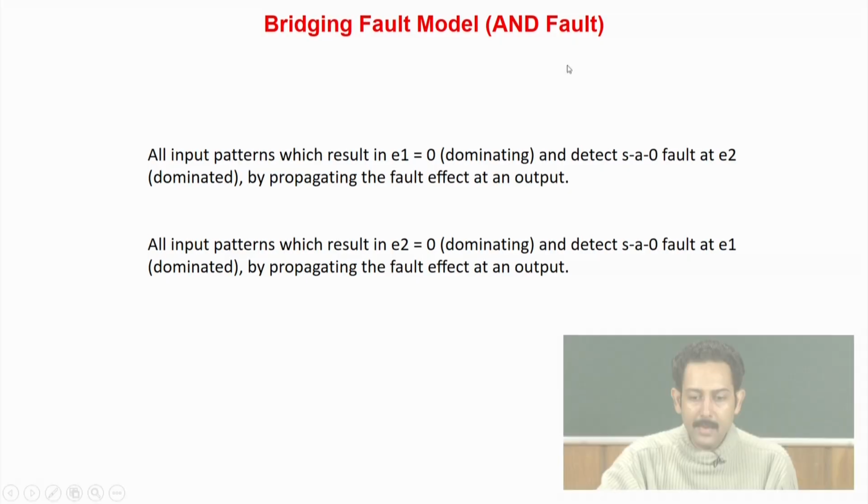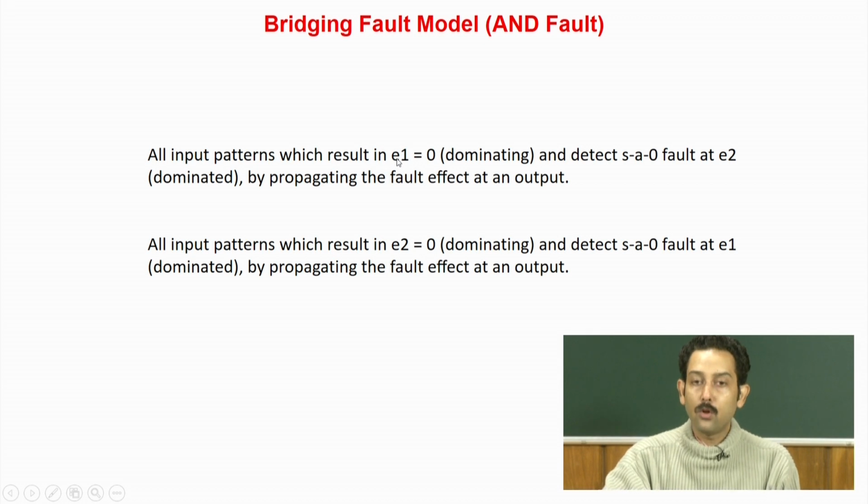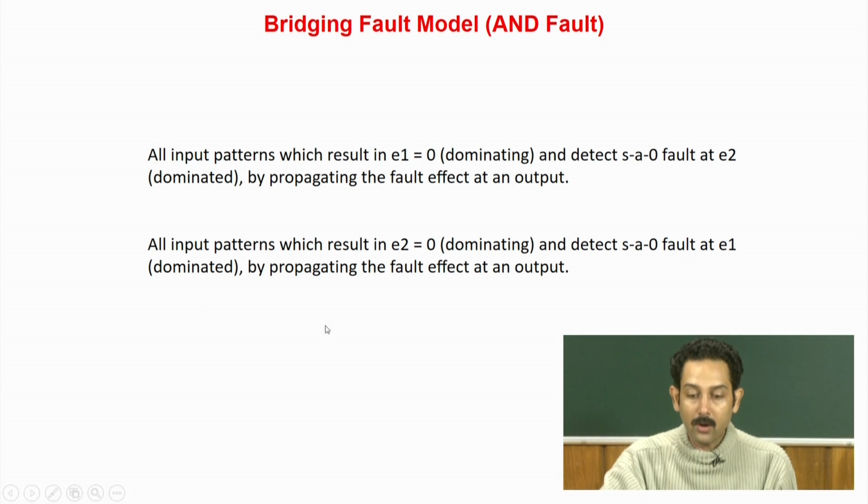So this is what I am saying, you can read through the slide. So all the input patterns which result in E1 equal to 0, so it is the AND gate. So the line which is 0 will try to drive the other gate, so it is basically a dominating line, and detect a Stuckat fault in E2 by propagating the effect to the output. And this is the other one, in which case E2 should be dominating and you should propagate the value of E1 to the output.